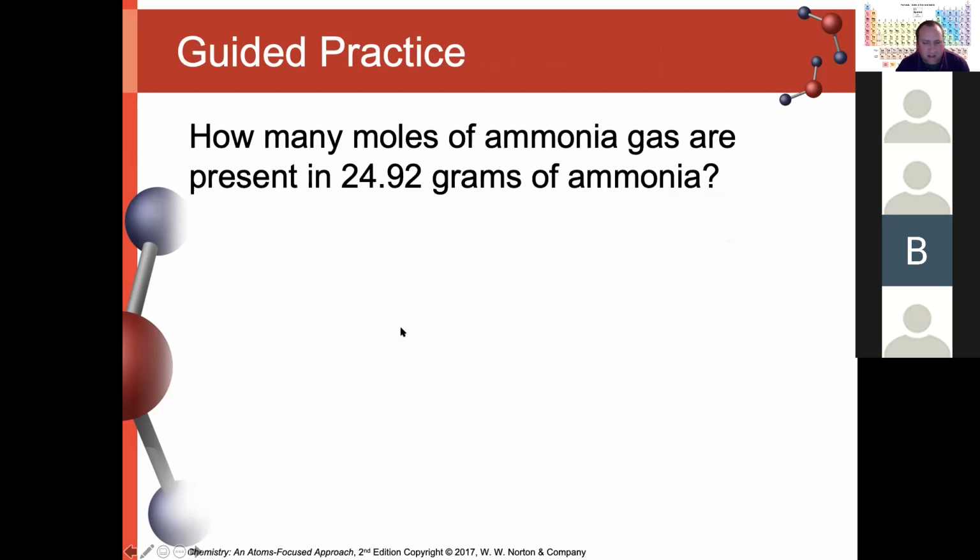Let's start off with some practice problems, and then we'll take a short break. So how many moles of ammonia gas are present in 24.92 grams of ammonia?